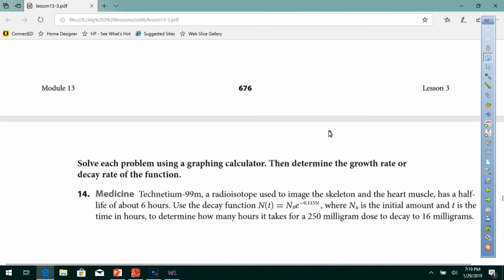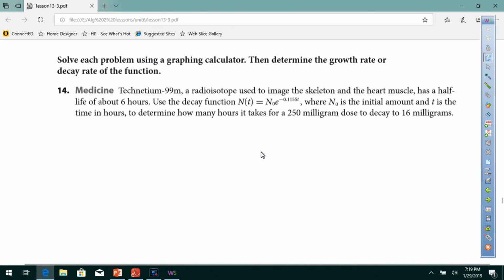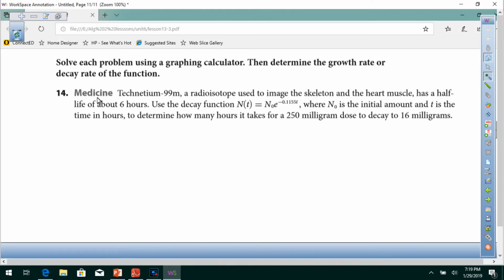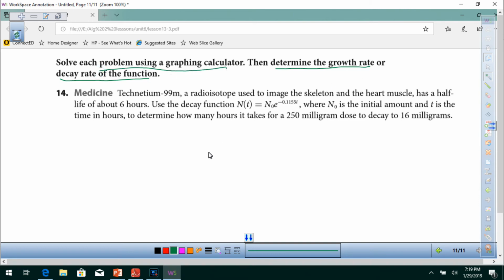What about, oh yes, a word problem. Well, Mr. Carpenter, we can't do word problems at home. We sure can. Watch this. Let me show you. It says determine the growth rate or decay rate of the function. Well, we're going to solve it using the graphing calculator, and then we're going to determine that. All right, so we got this. Number 14, a radioisotope used to image the skeleton and the heart muscle has a half-life of about 6 hours.